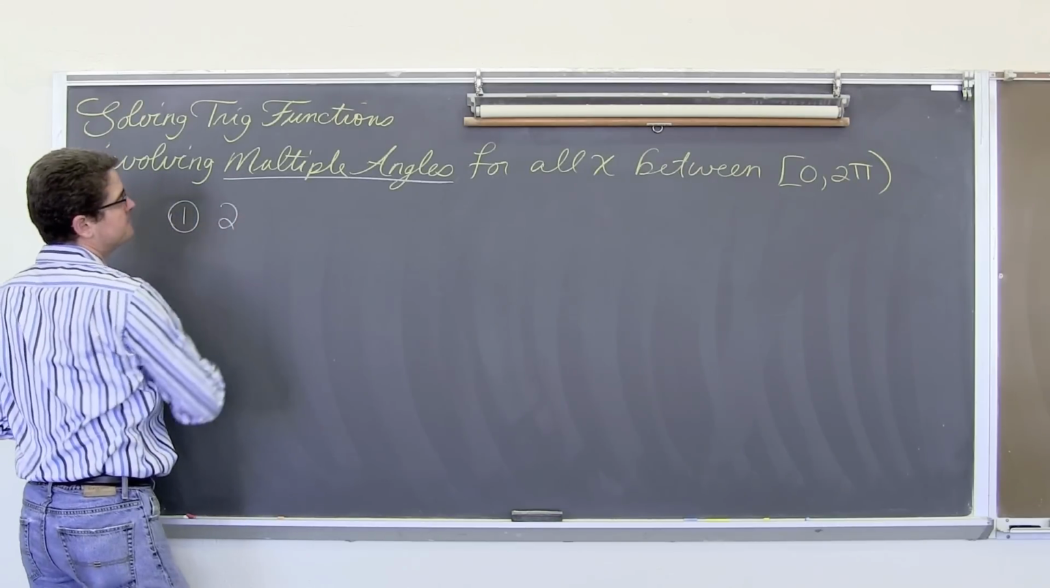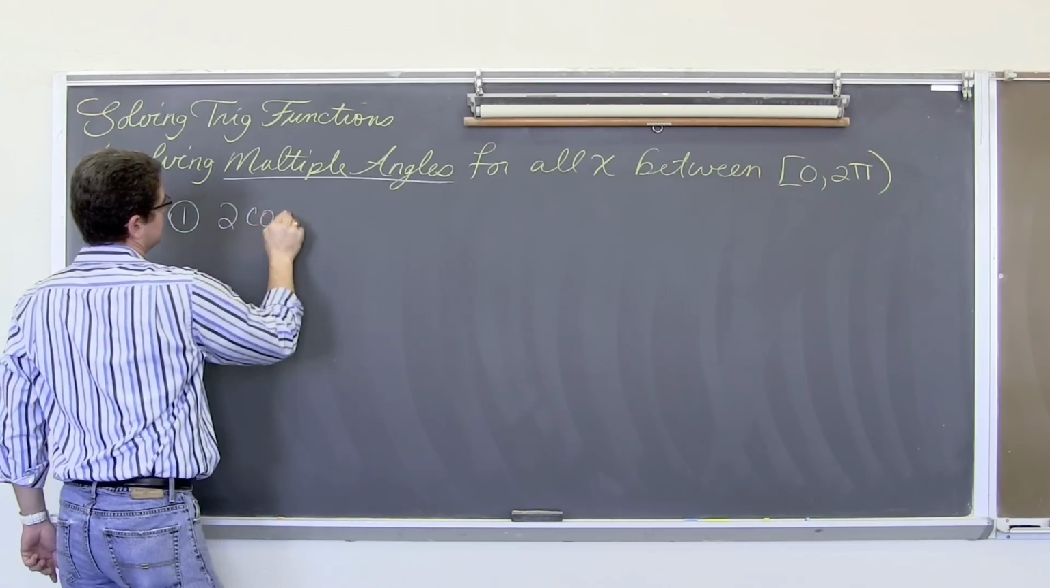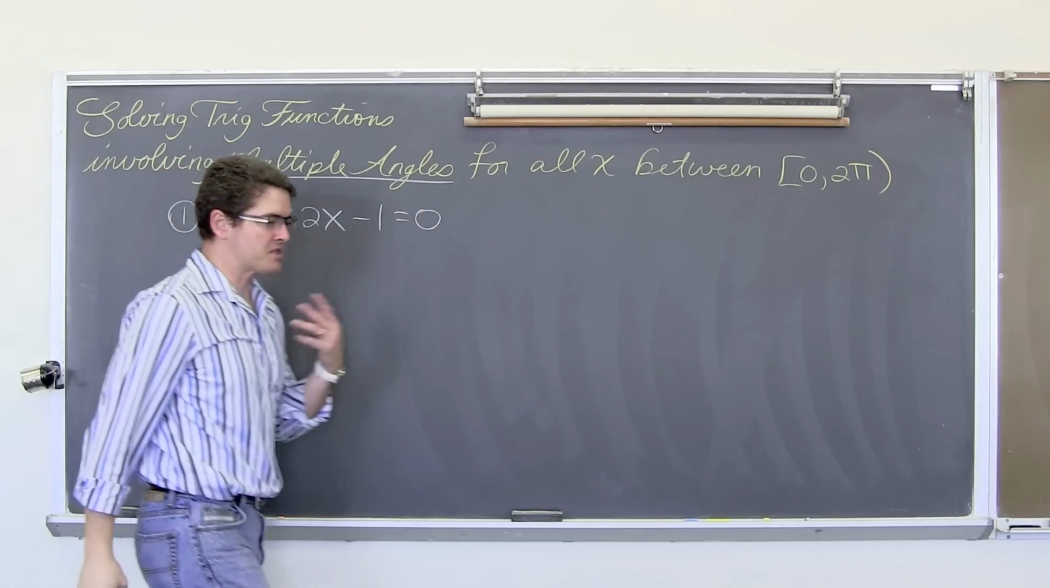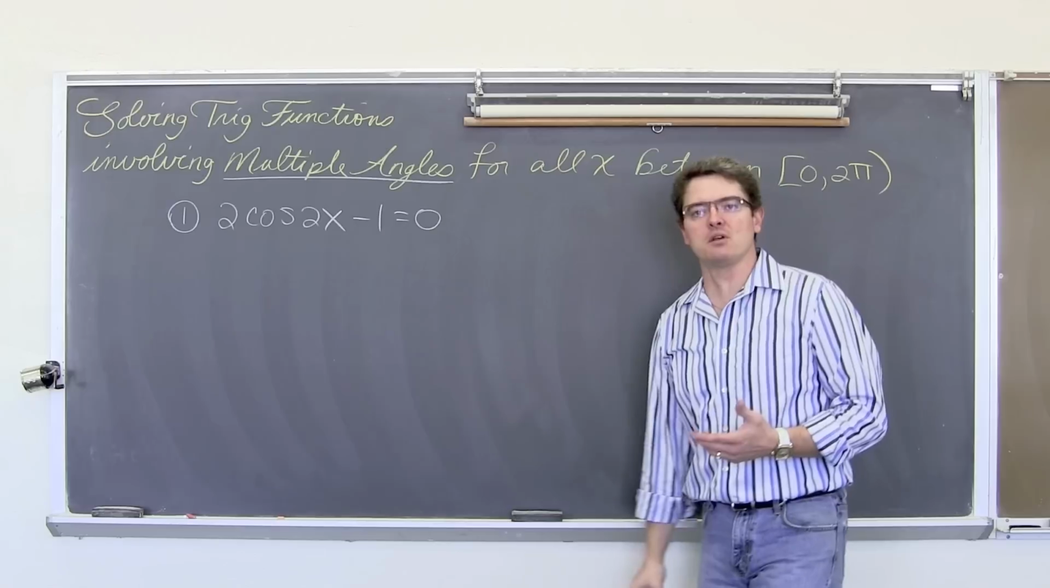We've got 2 cosine of 2x minus 1 equals 0. And we want to solve this for all x values between 0 and 2 pi.